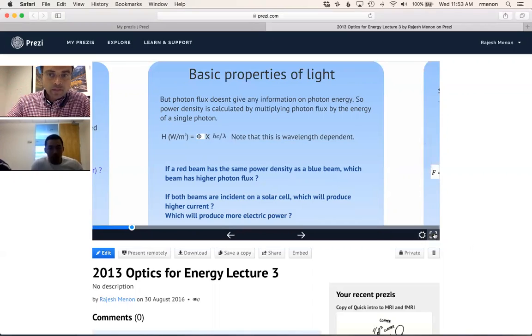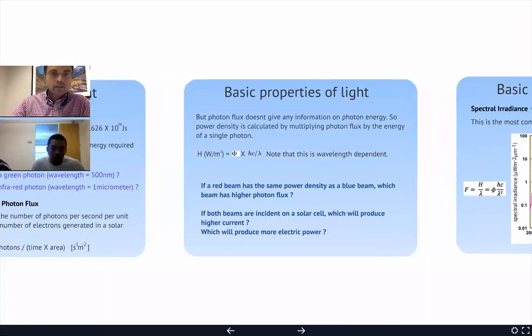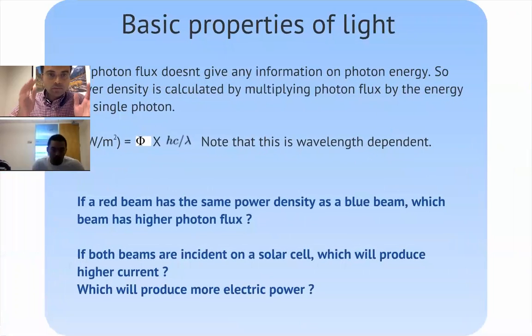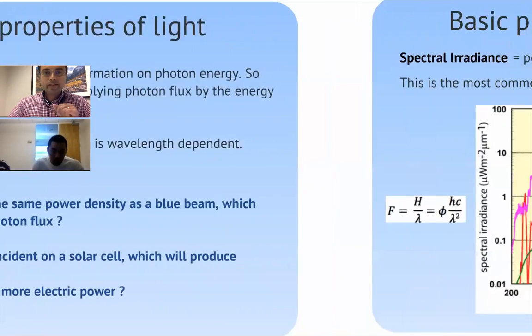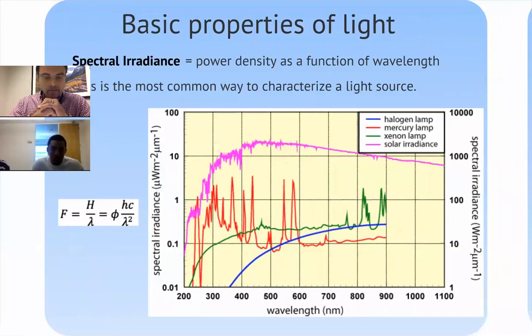Okay, so this is why it's quite important to have a good understanding of what wavelength is, what power density is, what flux is. Intuitive understanding. Okay, let's keep going. Coming back to the basic properties of light, spectral irradiance is another very important property of any source. Spectral irradiance is simply the power density as a function of wavelength. This is the most common way to characterize the source, and these are example spectral irradiances from various sources.